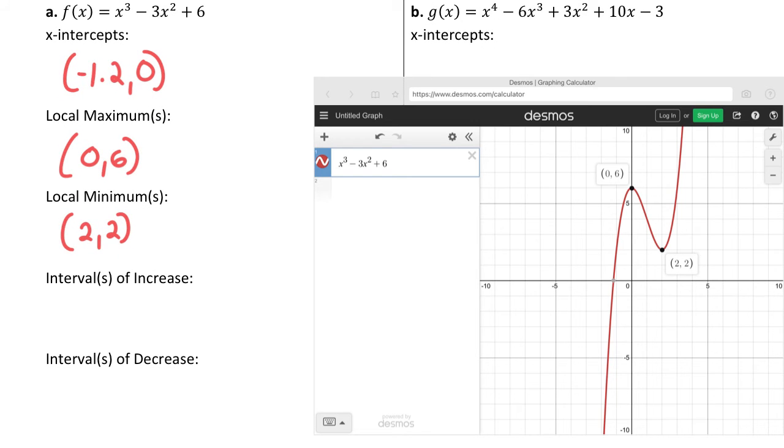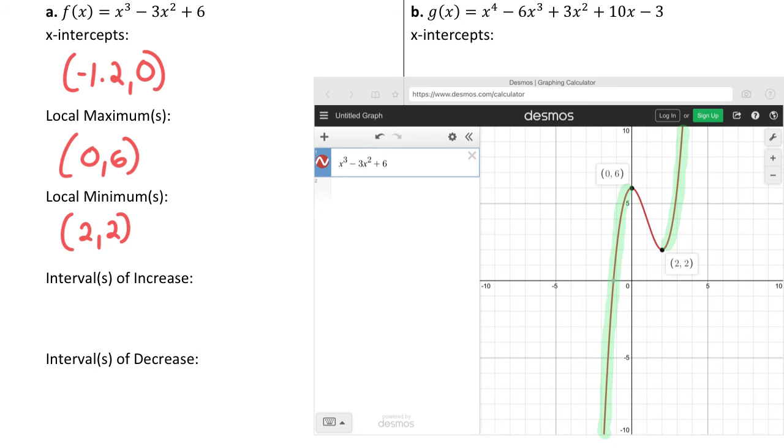So let me highlight the intervals of increase. Let's do that in green. So this is an interval of increase. As I read the graph from left to right, it is going up. This is also an interval of increase. As the graph goes left to right, it goes up. So I'm describing two intervals here.